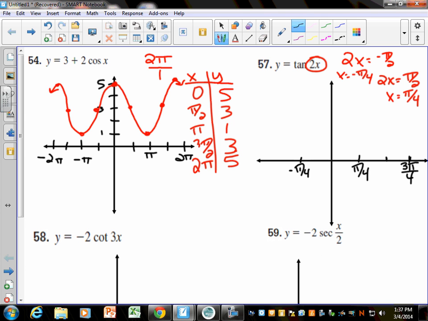Let's say this was pi eighths. This would be 2 pi eighths. This would be 3 pi eighths. This was pi tenths. This would be 2 pi tenths. This would be 3 pi tenths. Right? Like you can just count by whatever it's going by.